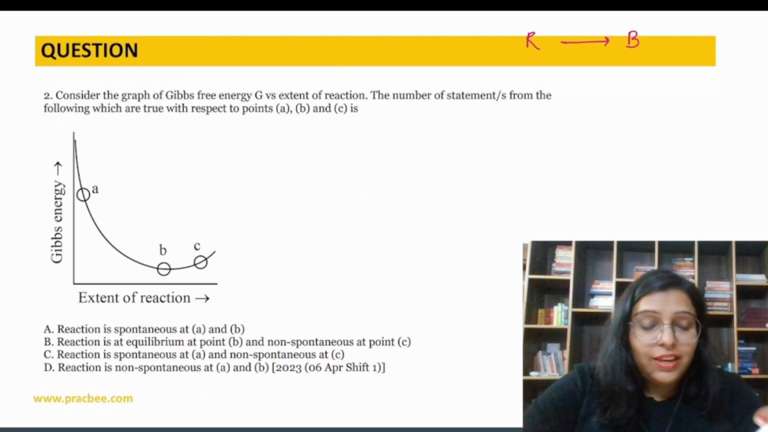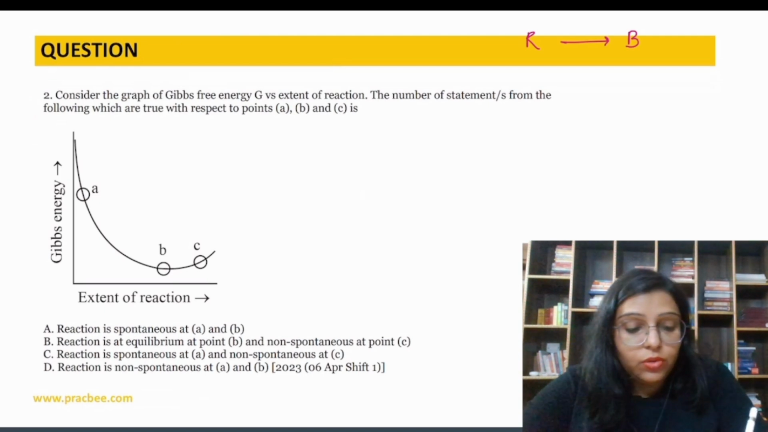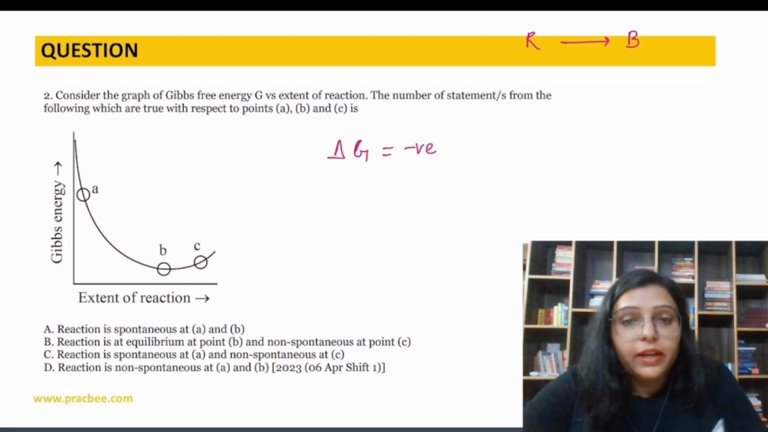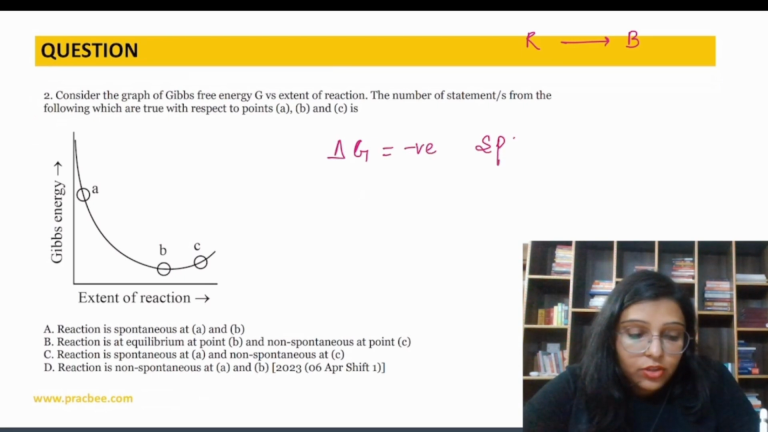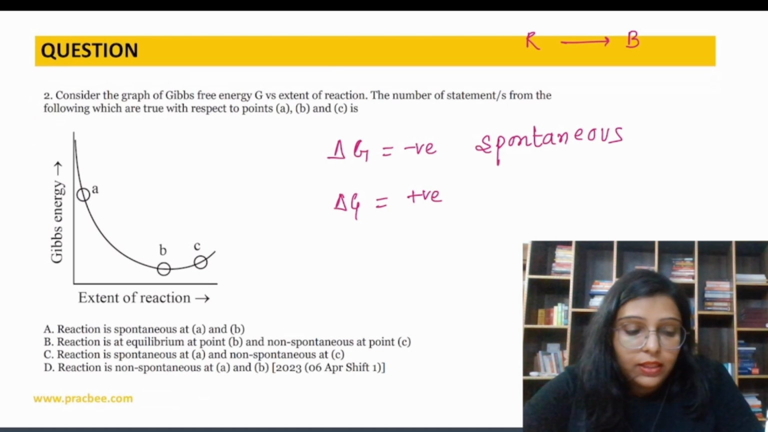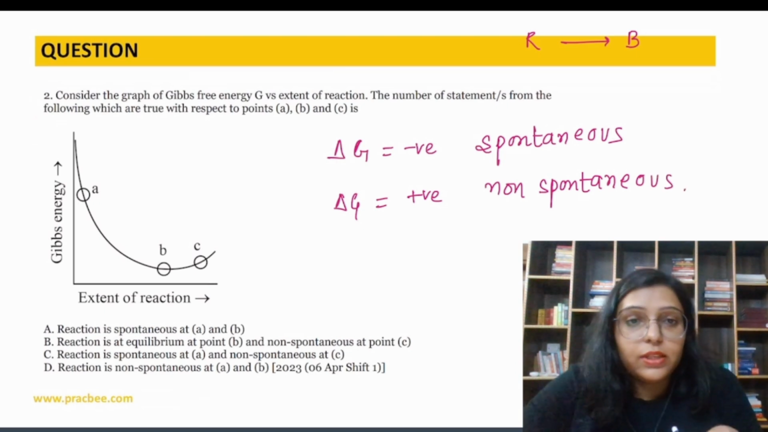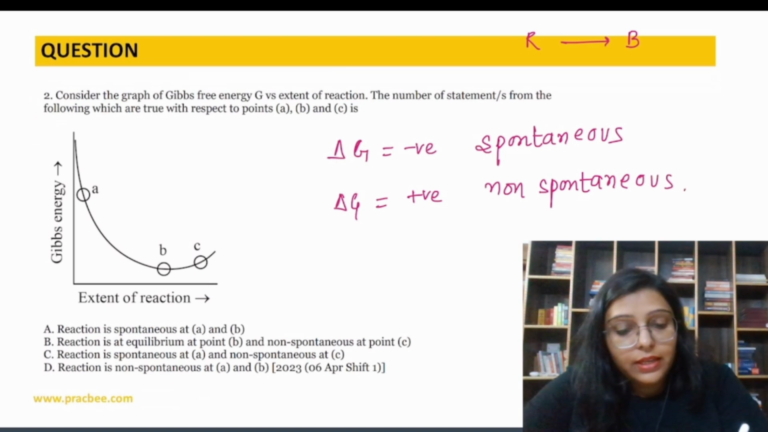See, if we have the Gibbs energy curve, we know that if the change in Gibbs free energy is going to be negative, the reaction is spontaneous. And if the Gibbs free energy change is positive, then the reaction is non-spontaneous. So we have to apply this rule in order to understand the various statements.